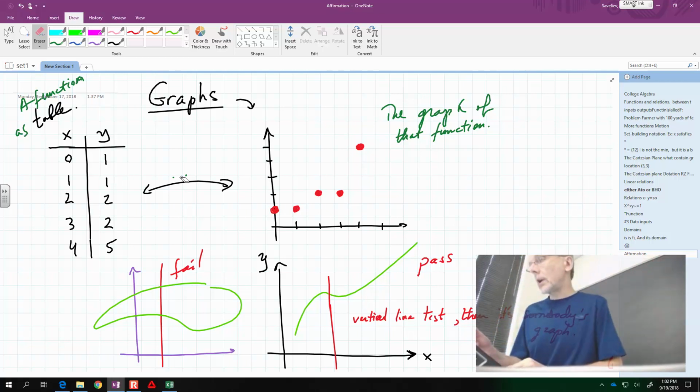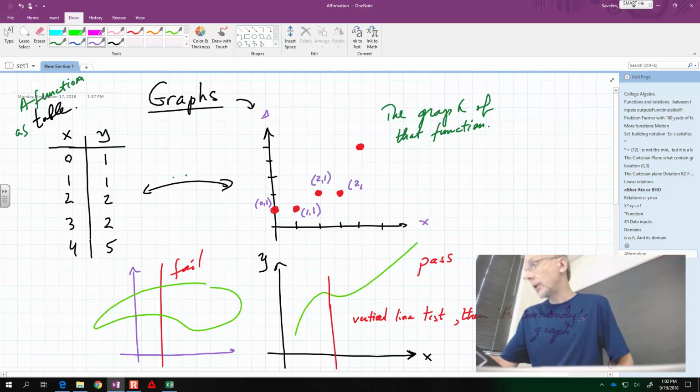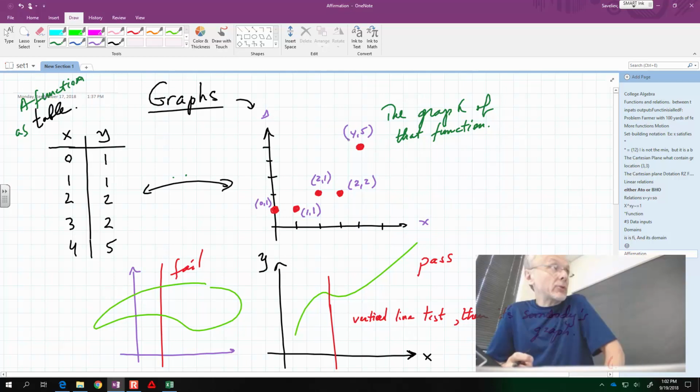I can do it very quickly. Imagine that once again there is no table. How do I get back? I just look at the coordinates of the points on the xy plane. This is x and this is y. So this point is 0, 1. This point is 1, 1. This point is 2, 1. This point is 2, 2. And this point is what is it? 4, 5.